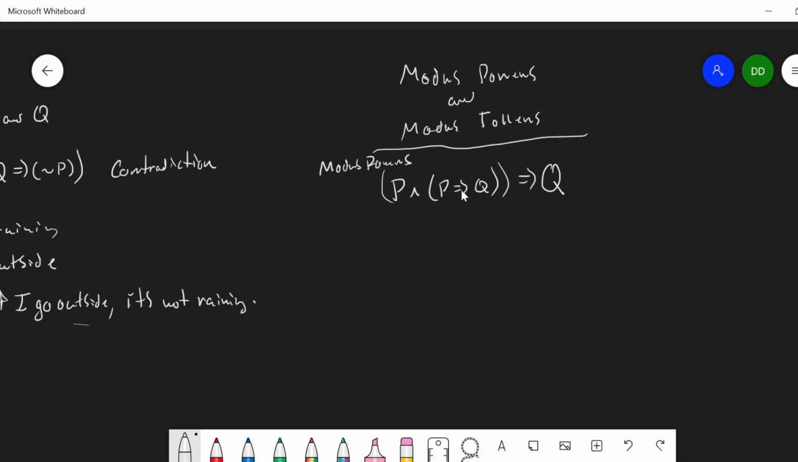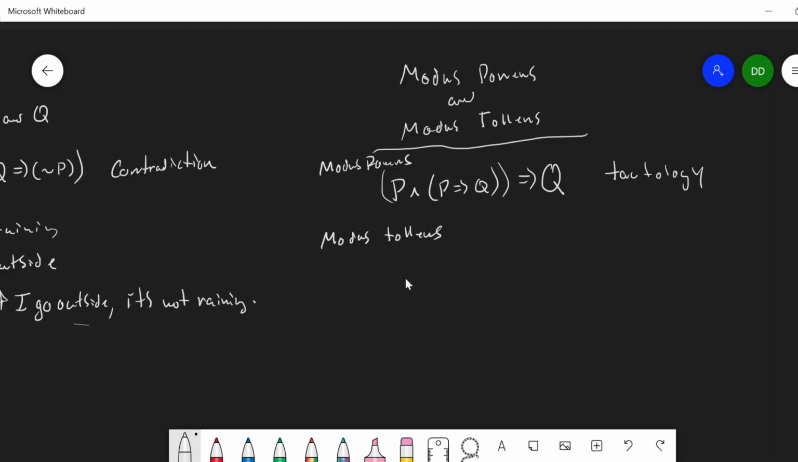So again, P and P implies Q, that all implies Q. This is always true. If we know an implication is true and the hypothesis is satisfied, then the conclusion must follow. That's what Modus Ponens is saying. This is a tautology that is always true, no matter if P or Q is true or false, in all possible combinations. We could also look at a truth table to verify that this is a tautology, but we don't really need to. Modus Tollens is sort of the reverse of this.